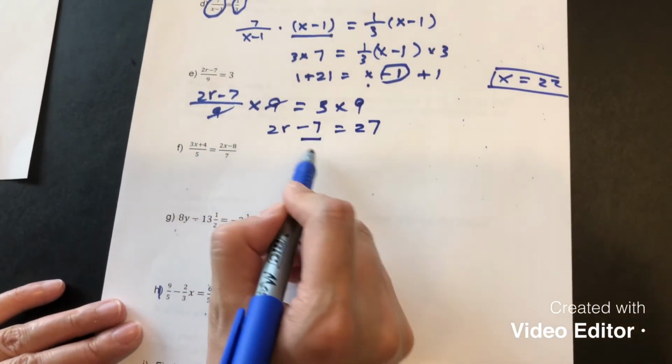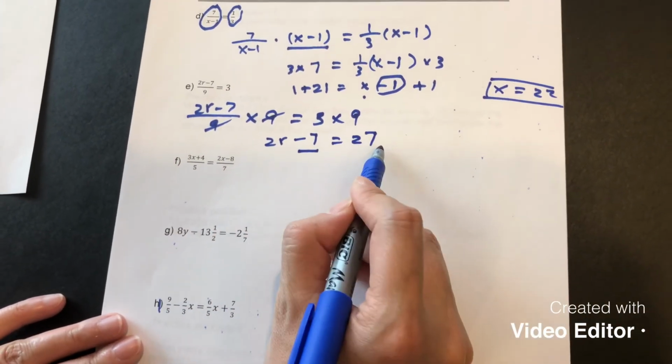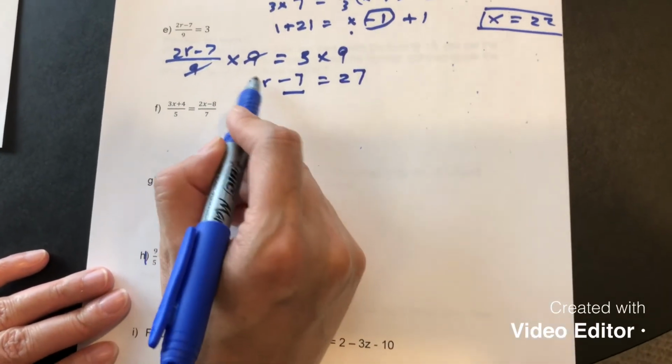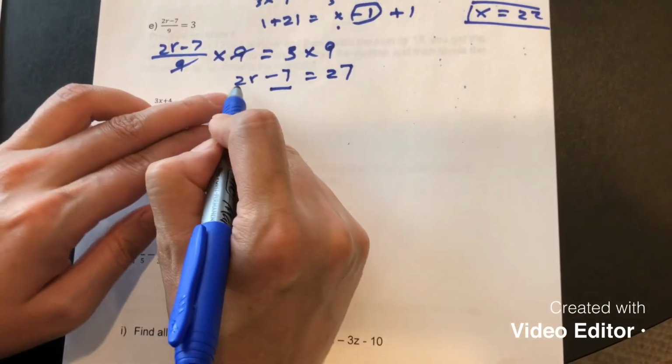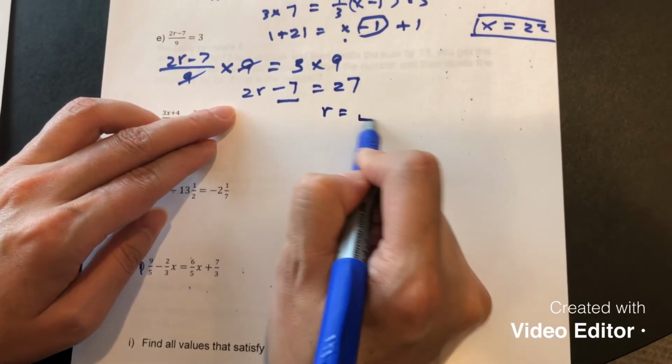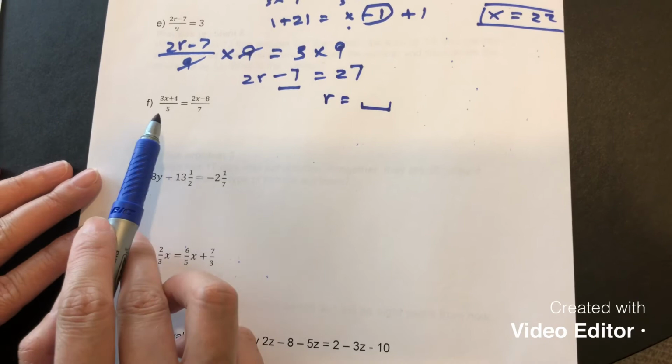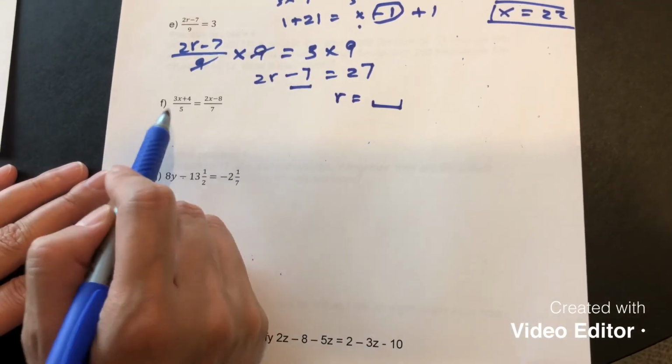How to get rid of this? We need to add 7 to each side to cancel this one. Then you get 2r, and then you divide each side by 2 to get to r equals to something. We'll leave this for the students. For this problem, it's the same.